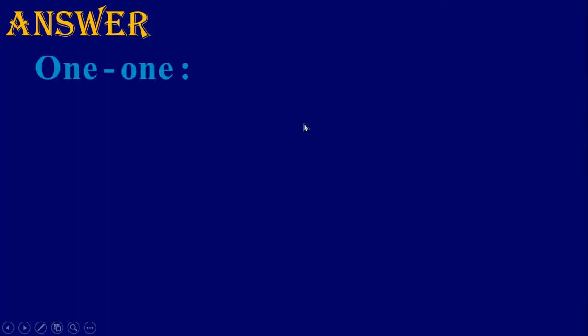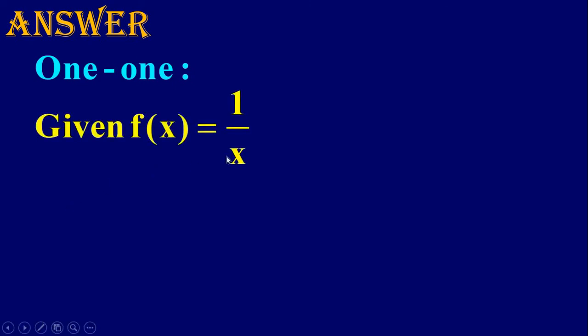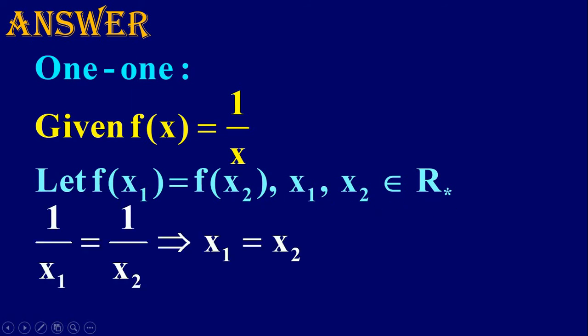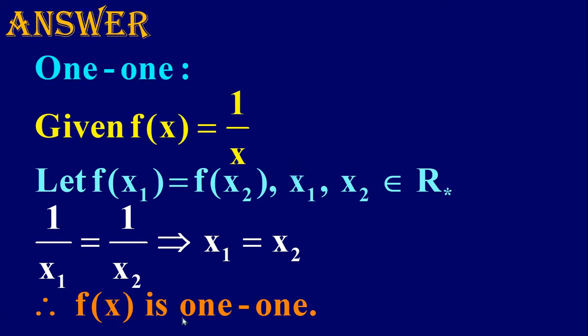Now first, it is a 1-1 function. Here it is given f(x) is 1/x. And we take f(x1) = f(x2), where x1, x2 belong to R star. Here x1 and x2 are non-zero reals. Since f(x) is 1/x, f(x1) is 1/x1 and f(x2) is 1/x2. So therefore 1/x1 = 1/x2. From this we can write x1 = x2. Since f(x1) = f(x2) implies x1 = x2, this function is a 1-1 function.